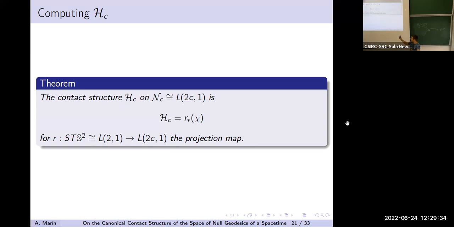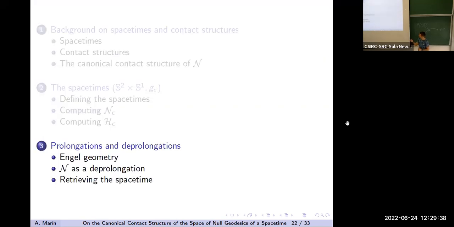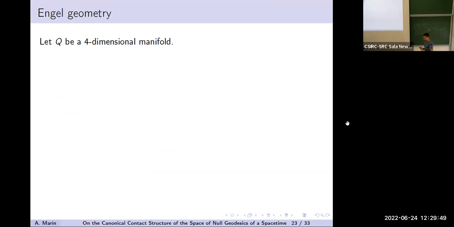Great, so hopefully we now are on the same page of how everything looks like, and I would like now to jump to the Engel part. So if anyone was getting bored, now is the time to come back, because this is the interesting part. Let me start with Engel geometry.